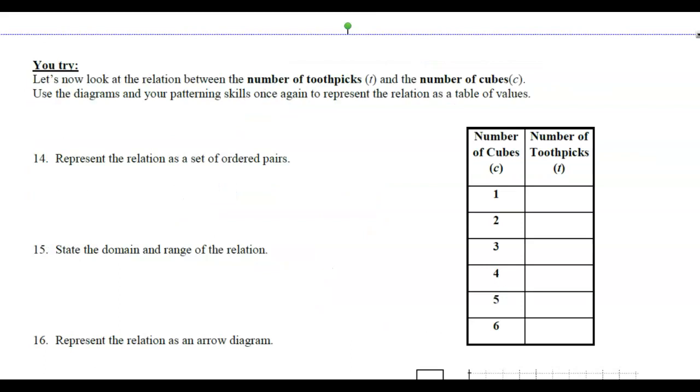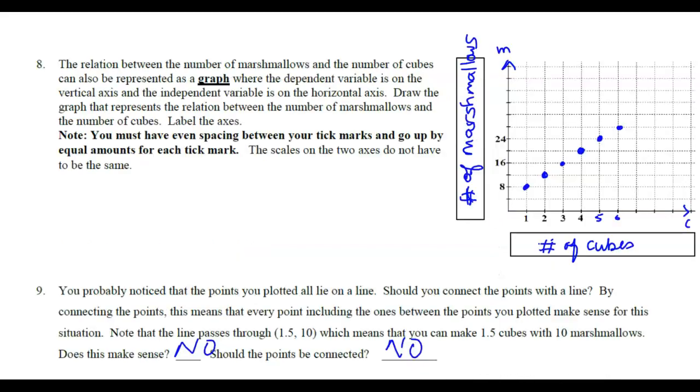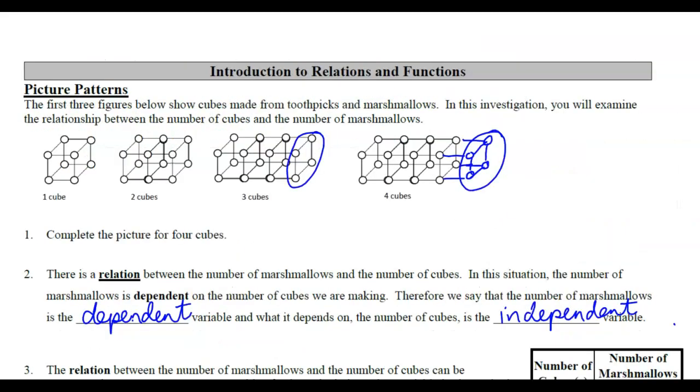Okay, so you try this one. Look at the relation between the number of toothpicks and the number of cubes. So go back to the first diagram and fill in how many toothpicks. If you don't have your notes, there's the diagram. So count them up. First one has 4, 8, 12 toothpicks, the front and the back and all the ones on the side. So this has 12 toothpicks.